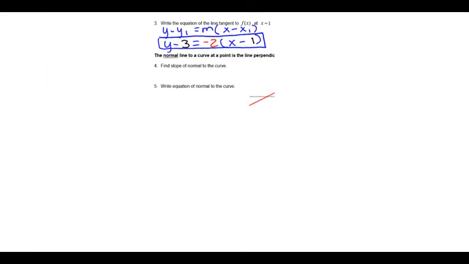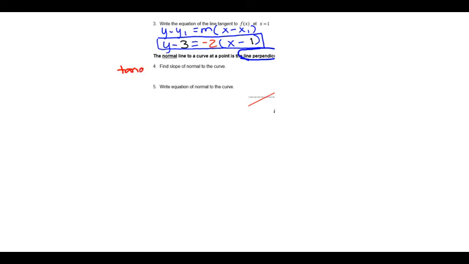The normal line to a curve at a point is the line that is perpendicular to the tangent line. So we have to remember that the tangent is perpendicular to the normal.